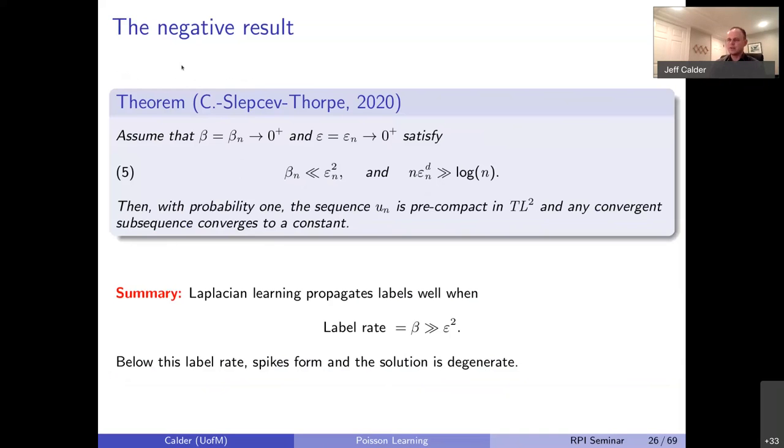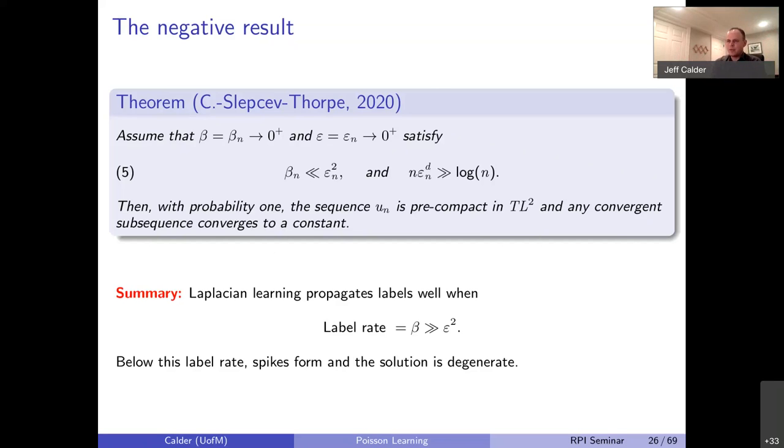We have a negative result as well, which says that if you take n to infinity and epsilon_n to zero, and you take your label rate beta_n to zero much faster than epsilon squared, then everything degenerates into a constant function, basically. So this is what the precompactness in TL^2 and convergent subsequences converging to constants means. So the summary of the results is that this is a sharp label rate condition: if beta is much bigger than epsilon squared, I get a nice well-posed limit. I can recover my label function. If beta is less than that, I get sort of garbage output, let's say.